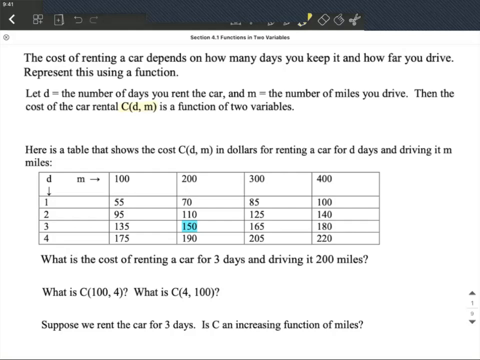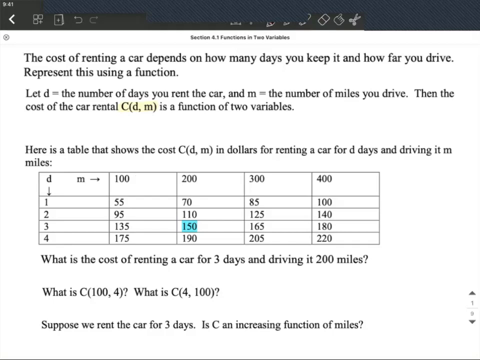So it's important as we read this that we know that the first value is going to be d, days, and the second value is going to be m, miles. So looking at this table, they do define d to be the values going down for each one of these rows, and m is going to be the values going across for each one of these columns. So let's try to answer a few of these questions to go along with this.